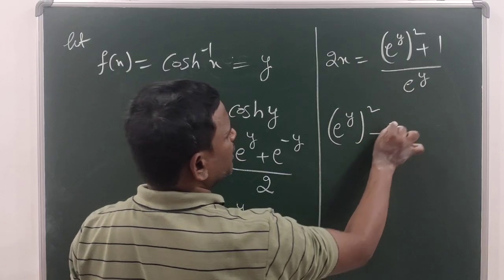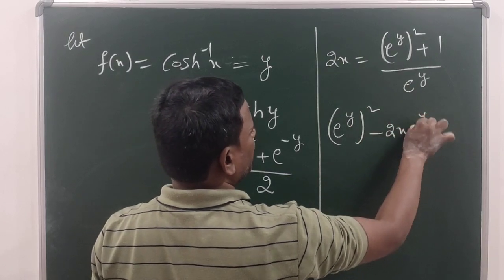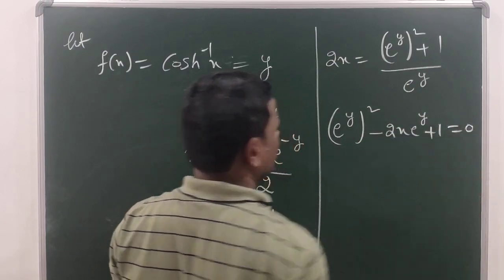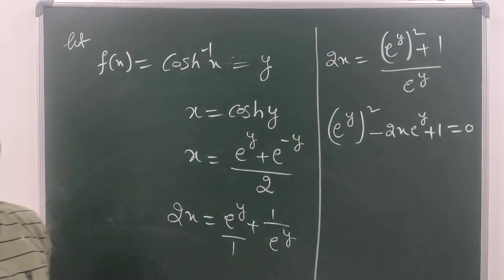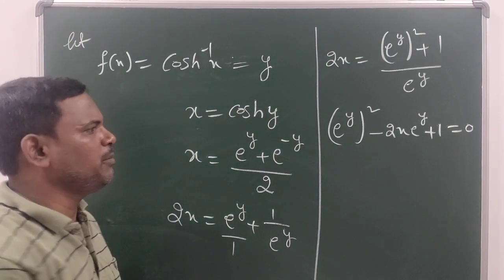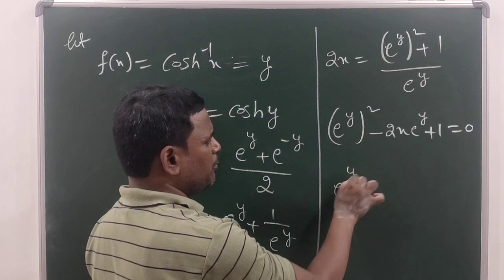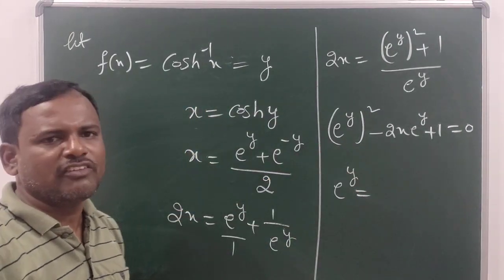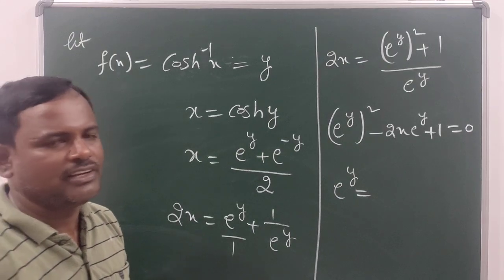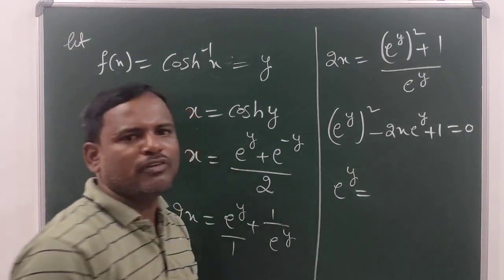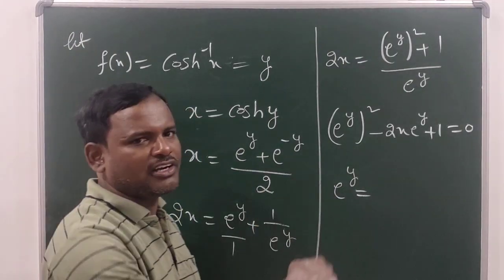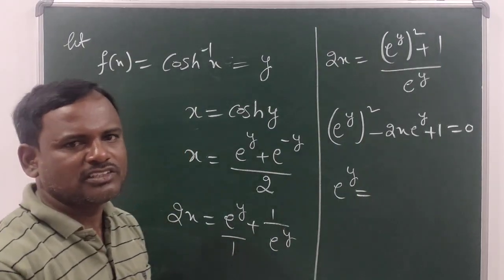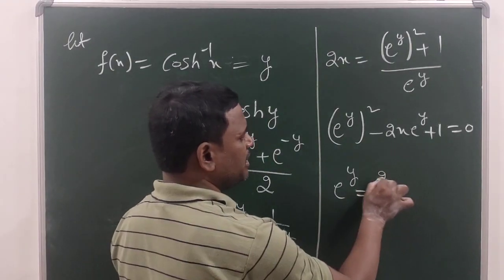So what do you get? 2x into e power y plus 1 equal to 0. Now it is a quadratic equation in terms of e power y. Okay students, solve it. As you know, e power y is positive, so in the quadratic formula, in the middle you must consider plus only, minus b.